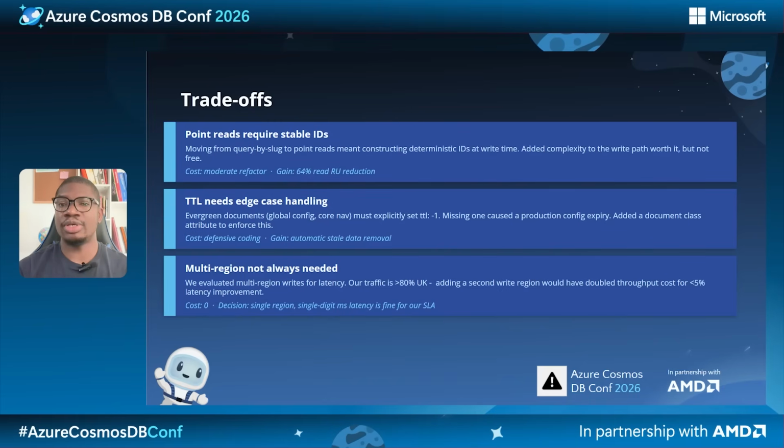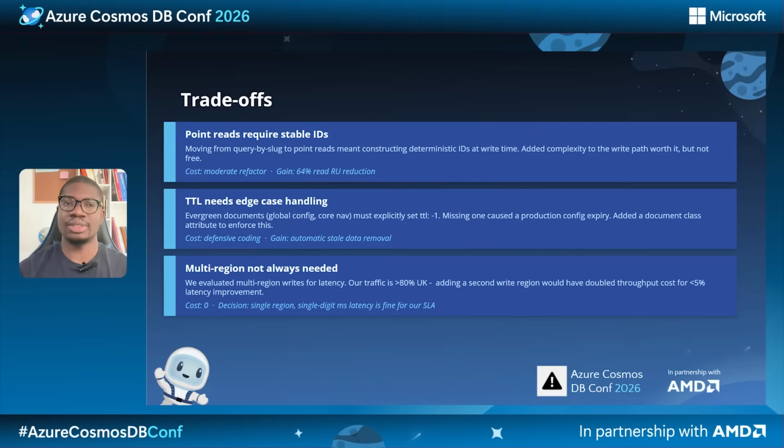Trade-offs are where nuance matters. First, switching to point reads requires constructing stable, deterministic document IDs at write time. That could add complexity to the write path. It was worth it since we had a 64% reduction in RU, but it's not free, certainly.